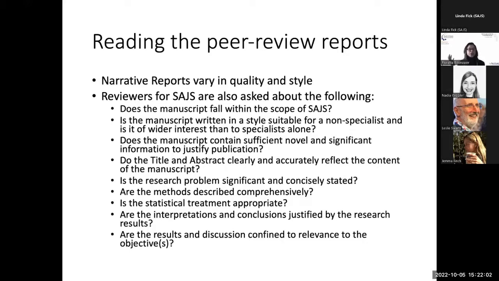Then questions about the title and the abstract, the research problem, is it sufficiently framed, methods described comprehensively for research articles, methods of analysis appropriate, interpretations and conclusions, and are the results and discussion confined to the relevance to the objectives.